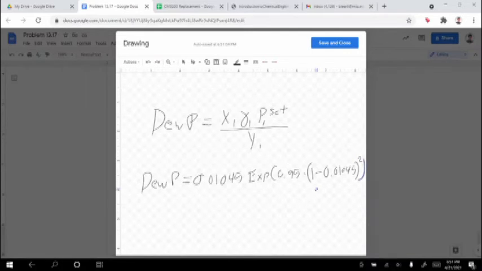which is also multiplied by our P1 sat, which is 79.8 kilopascals, and divide this whole thing by our vapor fraction that we were given in the beginning of 0.05. And then that's all that's left to do is to plug this in. So we have our dew pressure is equal to 42.28 kilopascals.